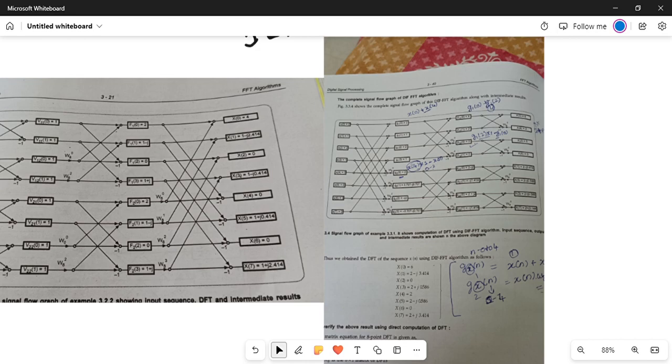Okay. So DIT-FFT means what? Decimation in time, and DIF-FFT stands for decimation in frequency, right? So the splitting is done based upon the time domain sequence in the case of decimation in time, and in the case of decimation in frequency, you are going to do it with respect to the frequency domain sequence, right? Yeah. So this is what you're supposed to understand.